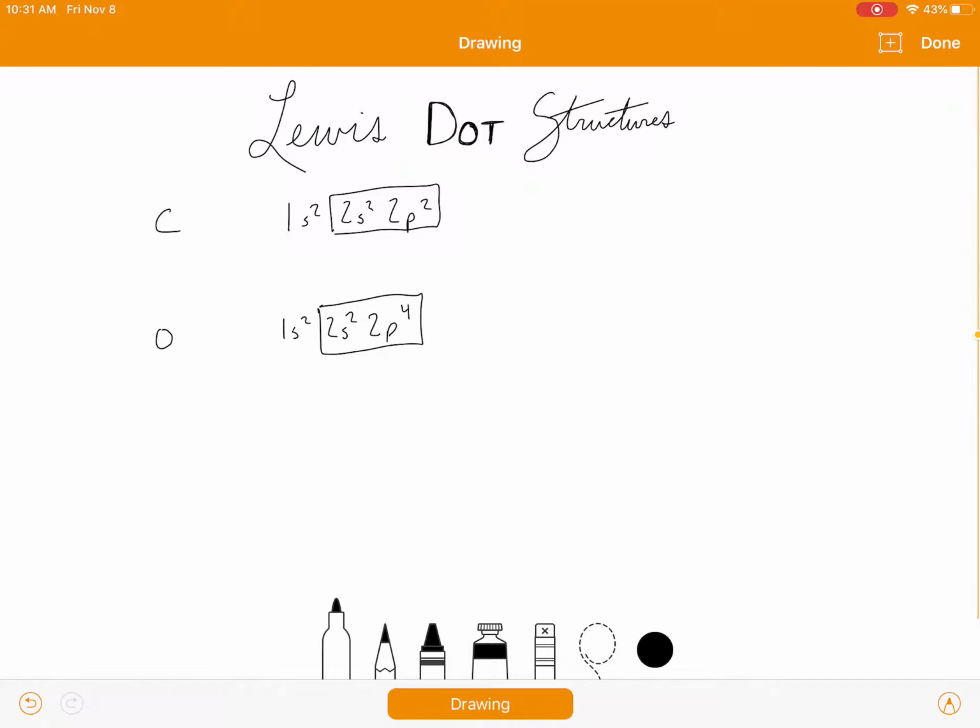Alright, so I'm just going to do a real quick talk about Lewis dot structures. Lewis dot structures are a way of writing a symbol for an atom showing its valence electrons. Now, valence electrons are the electrons in the outermost energy level. So the two examples I have here are carbon and oxygen.